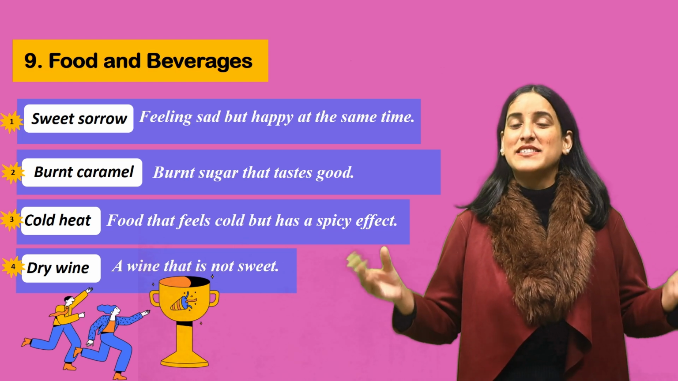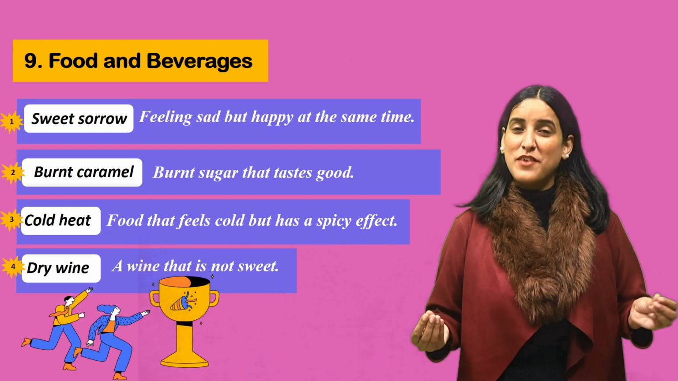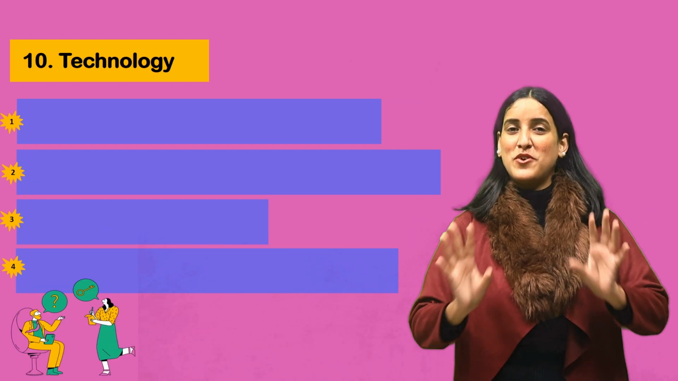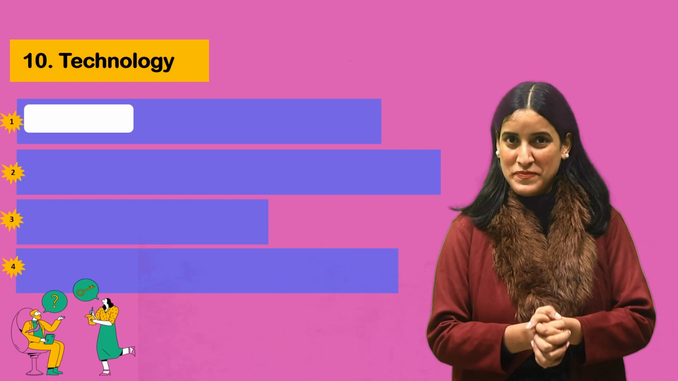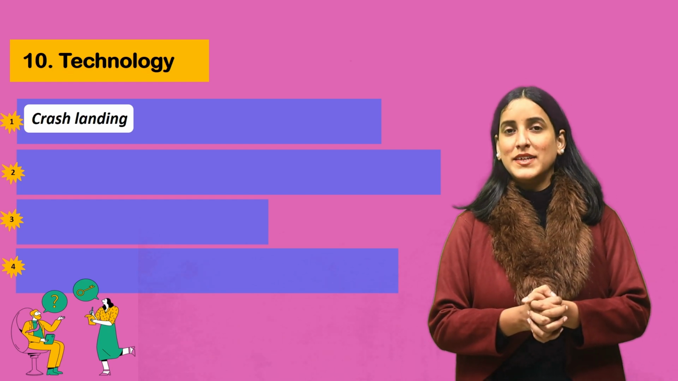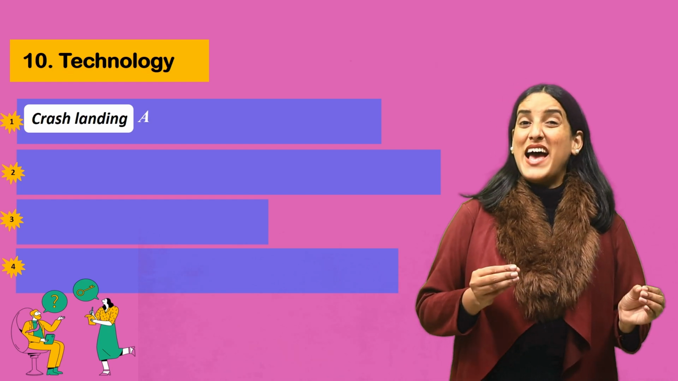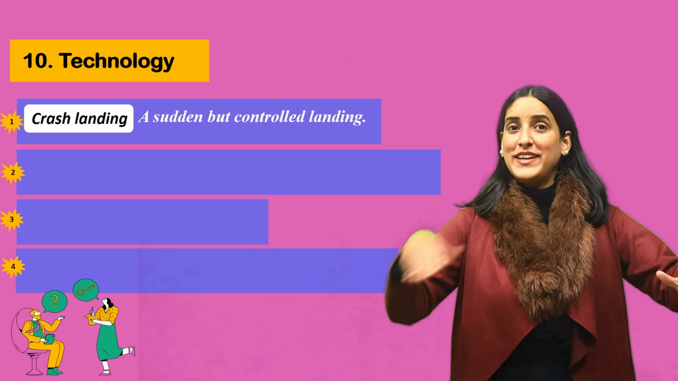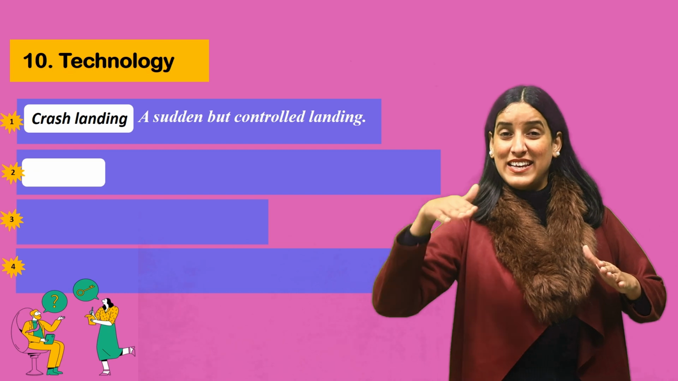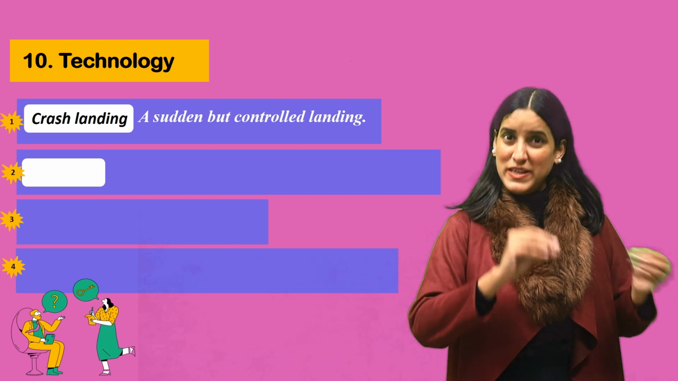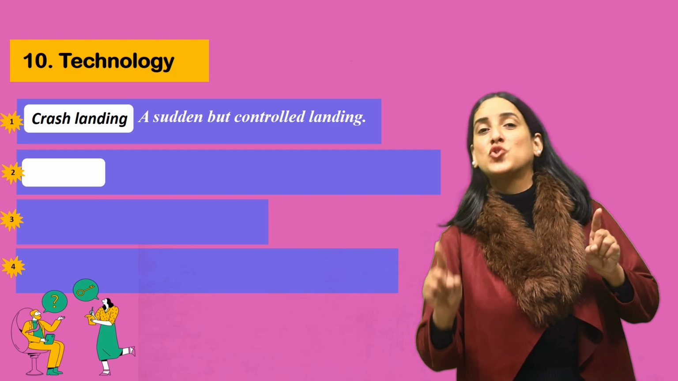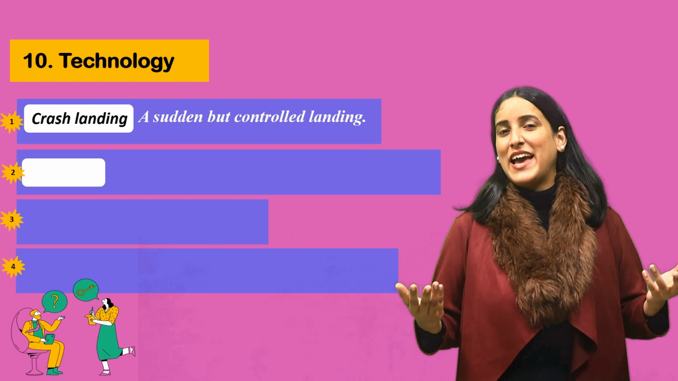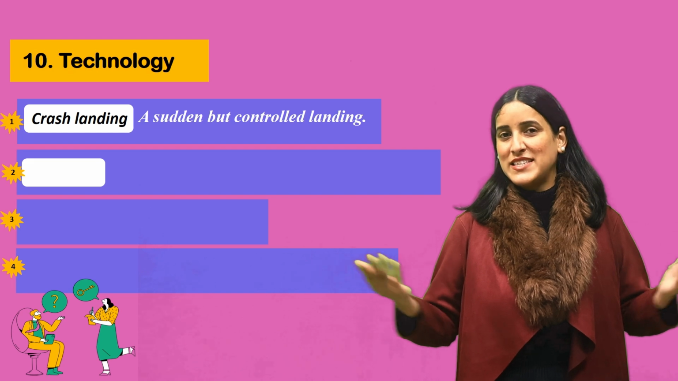And here comes the last set of words which are from technology, right? So let's explore some oxymorons from technology as well. The first one being crash landing. Crash already means gone, right? But crash landing. Landing means smooth. Now it means a sudden but controlled landing. For example, the pilot performed a crash landing and succeeded in saving everyone.